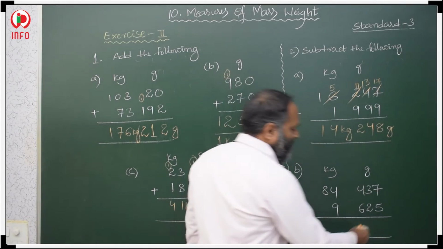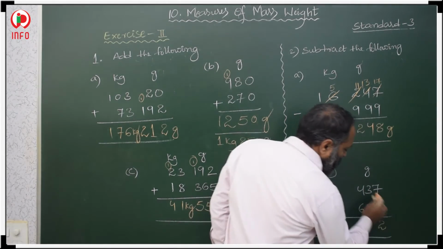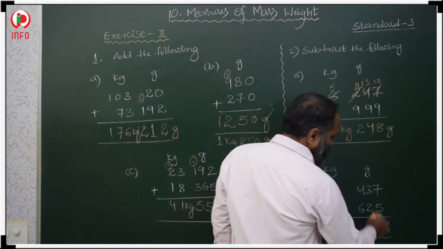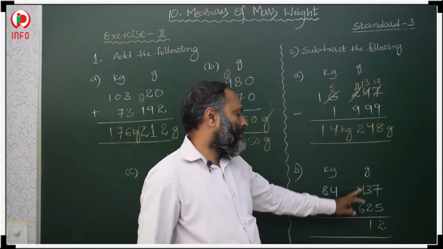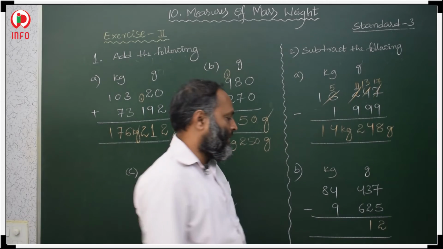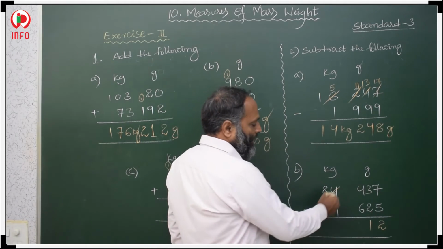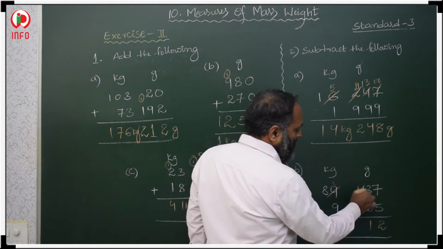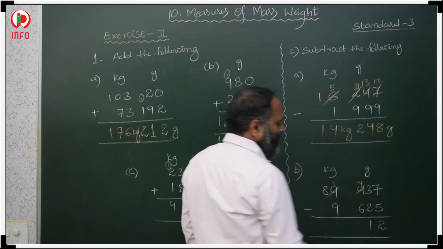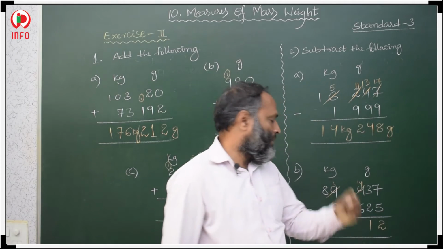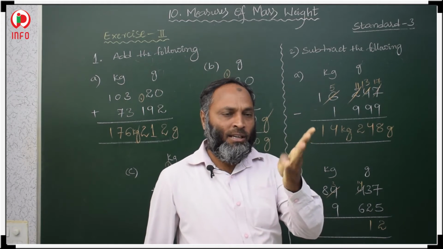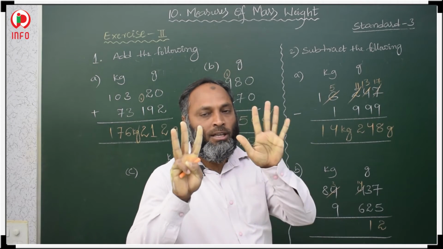Now, here 7 minus 5, bigger minus smaller, we can minus. 7 minus 5 is 2. 3 minus 2, bigger minus smaller, we can minus. Then 3 minus 2 is 1. Then 4 minus 6, smaller minus bigger, we cannot minus. Take borrow from kgs. Here it will decrease by 1, here it will increase by 10. 4 plus 10, 14. 14 minus 6 means 7 to 14 we have to count. 7, 8, 9, 10, 11, 12, 13, 14. It is 8.